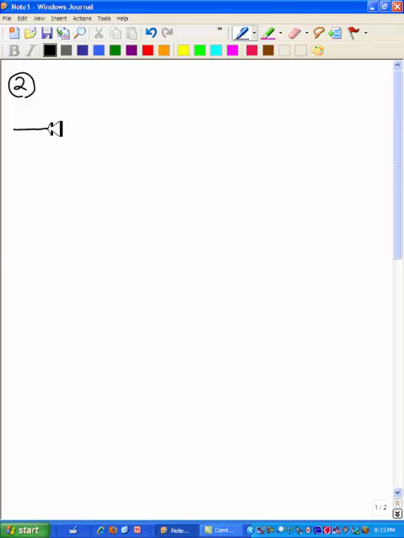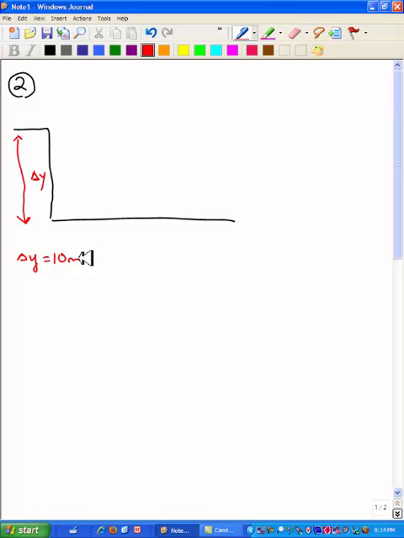So let's look at what we have. We are told that the projectile is shot from a height of 10 meters. So I know that that height, delta y, is 10 meters. I know that my projectile was shot with a velocity in the x direction of 8 meters per second. We need to know how far it travels horizontally before it reaches the ground.